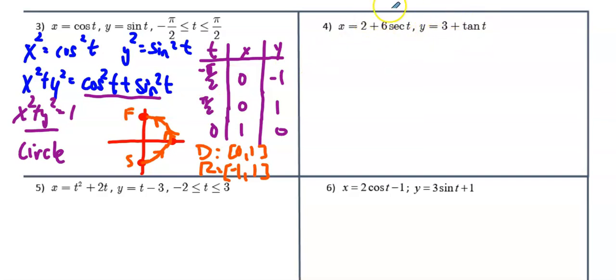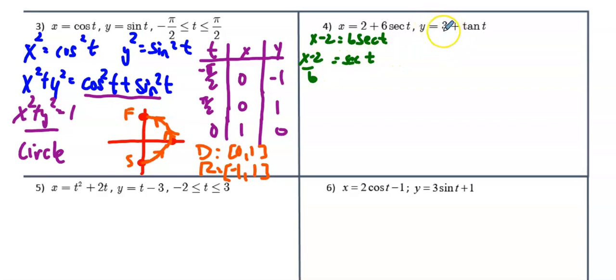So for example, number 4 gets a little bit more complicated. The goal is always to get your trig function by itself. That's always the best thing to do. So for this example, we've already had that. Here, let's get the secant and the tangent by itself. So I'm going to subtract 2 from both sides. I'm going to divide by 6. So I get x minus 2 over 6. And I'm going to leave it there for right now because that's fine. I don't need to simplify that anymore.